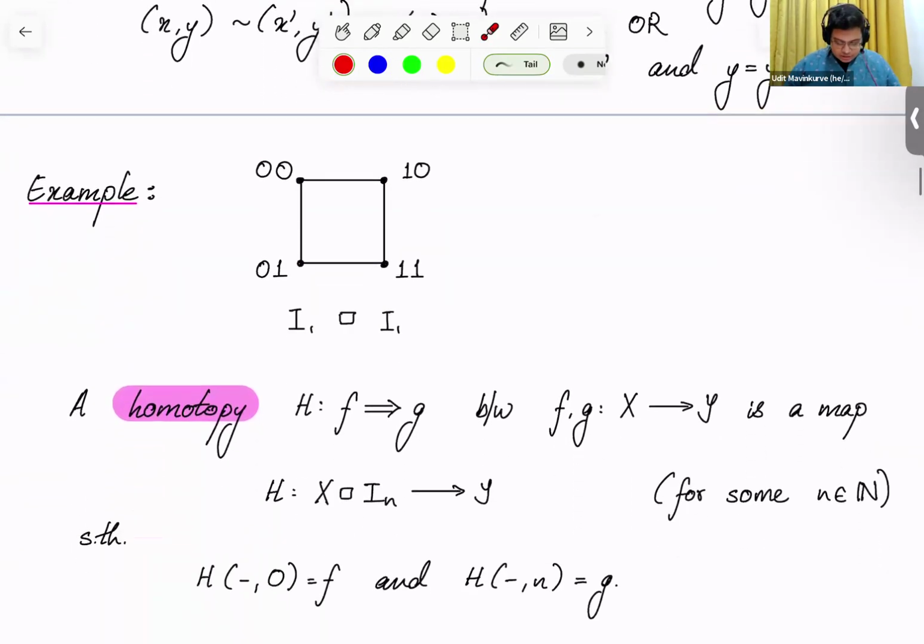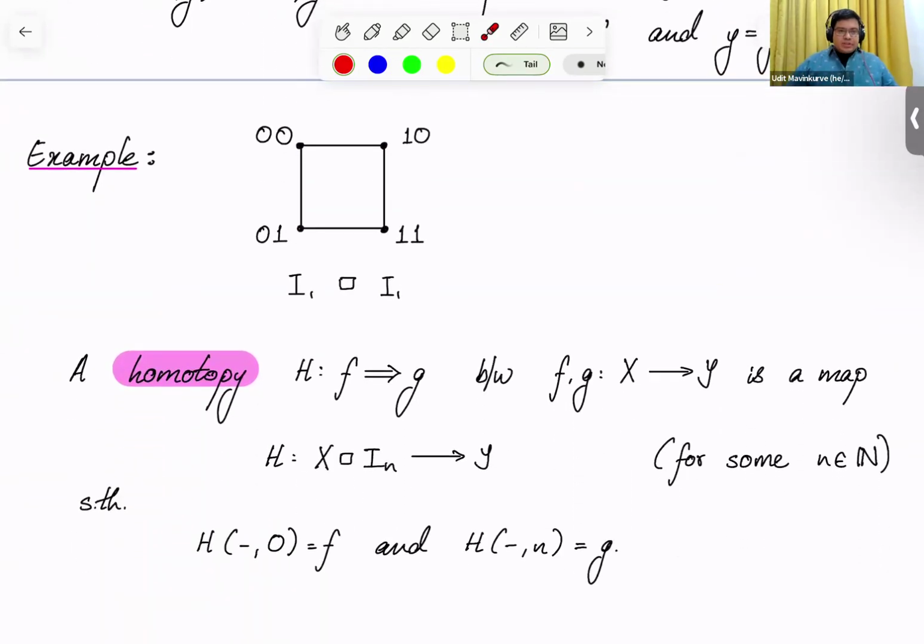And that leads to a notion of homotopy. If you have two parallel maps f and g from X to Y, you can define a homotopy between them, F_H from f to g. That is defined to be a map from the box product of X with I_n, for any natural number n, to Y that takes the value f at 0 and takes the value g at n. So you want to be able to go from f to g in a finite number of steps. It's important that n is finite.